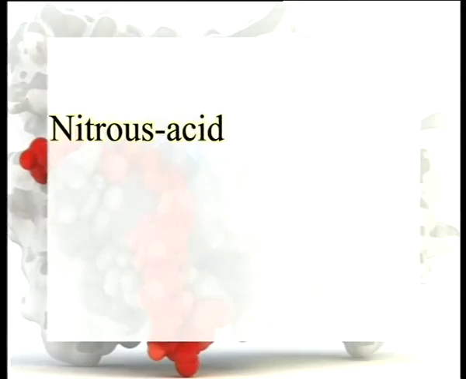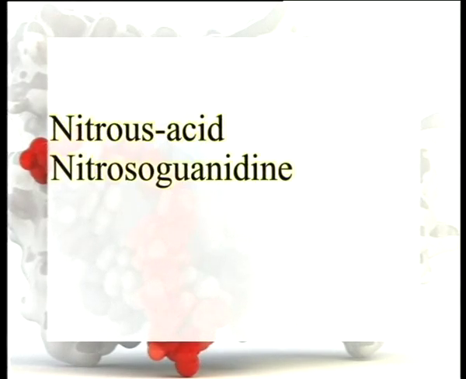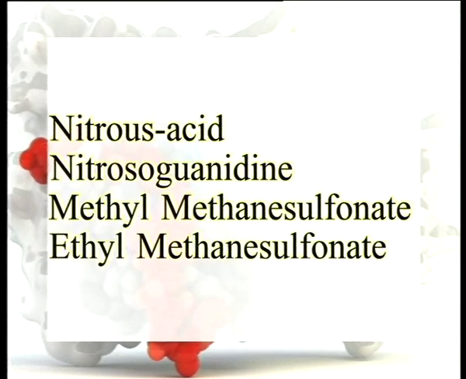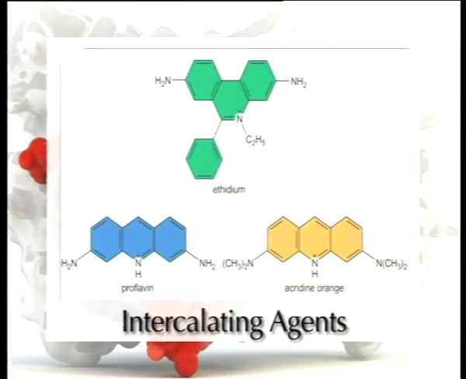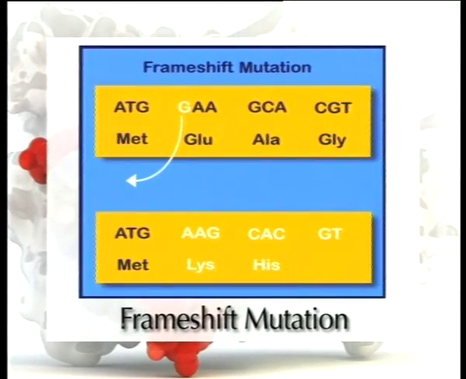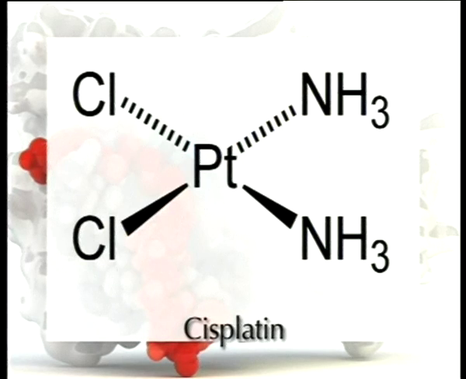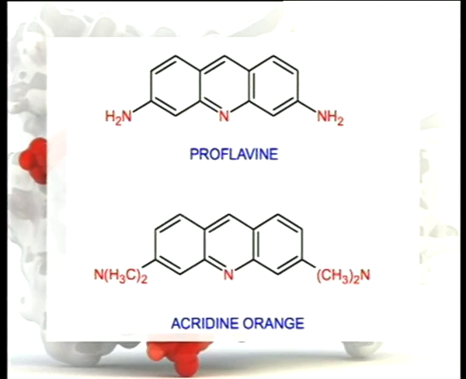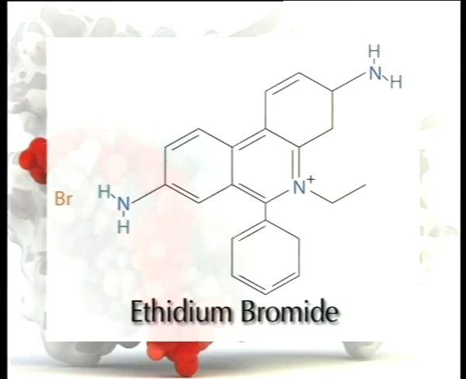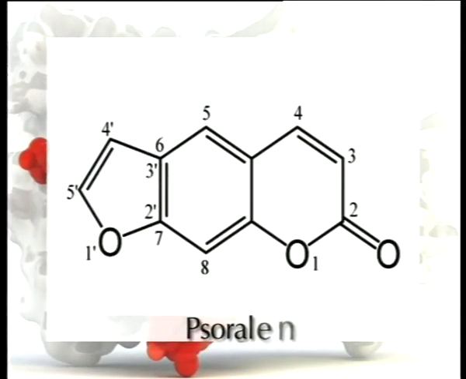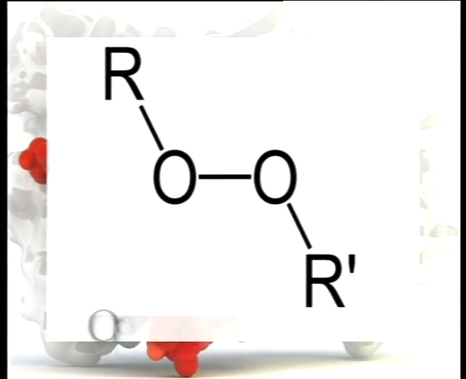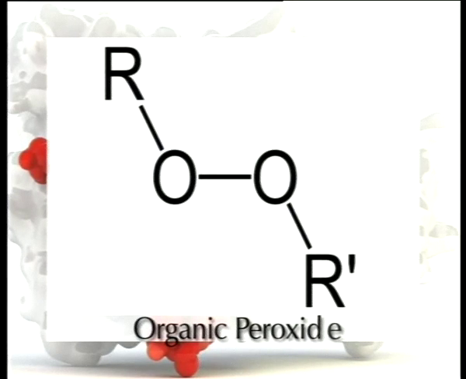Number two, chemicals that alter structure and pairing properties of bases, for example, nitrous acid, nitrosoguanidine, methyl methane sulfonate, ethyl methane sulfonate. Number three, intercalating agents that cause frame shifts, for example, cisplatin, proflavin, acridine orange, and ethidium bromide. Number four, agents that alter DNA structure, for example, psoralens and peroxides. Now, we will discuss them one by one.